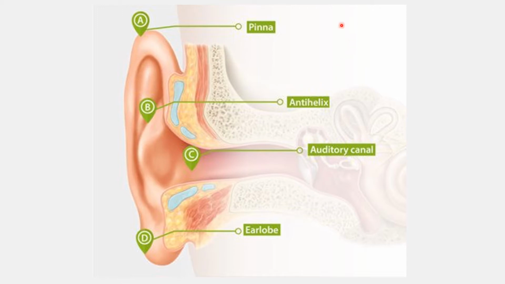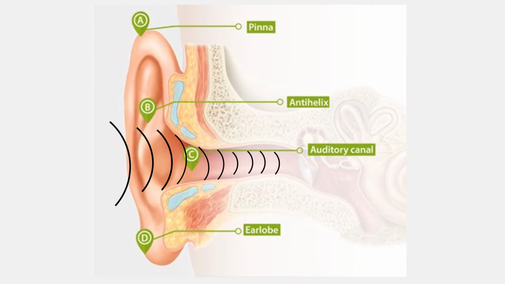Pinna is the broad external part made up of cartilage and covered with skin. Antihelix marked as B and earlobe marked as D are parts of pinna. Earlobe is soft, not firm like antihelix, and has no proper function. It is considered a vestigial organ. Pinna helps to direct sound waves into the auditory canal. Sound waves entering the auditory canal strike the eardrum, which is also known as the tympanum or the tympanic membrane.